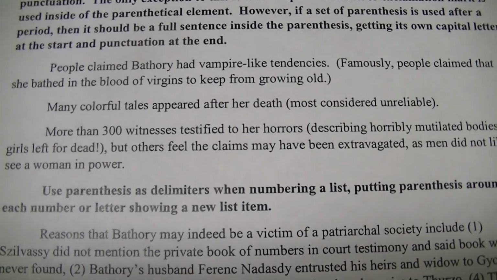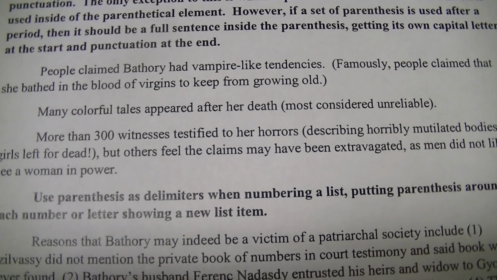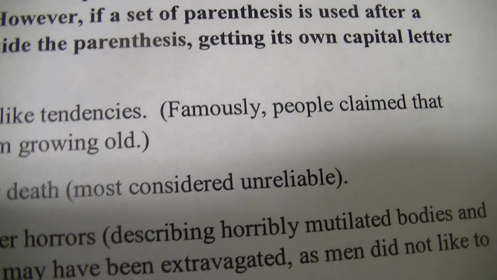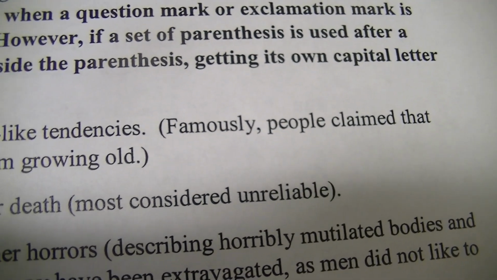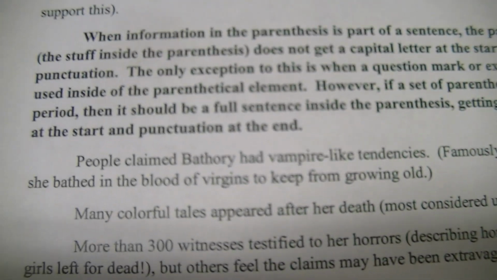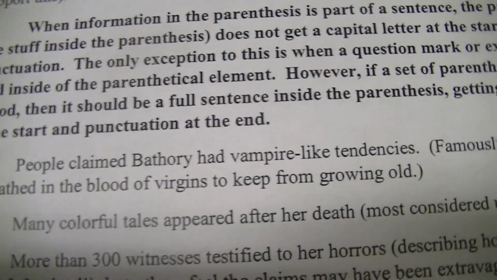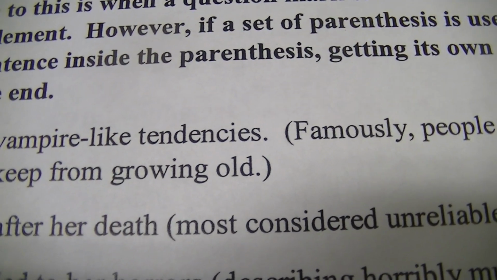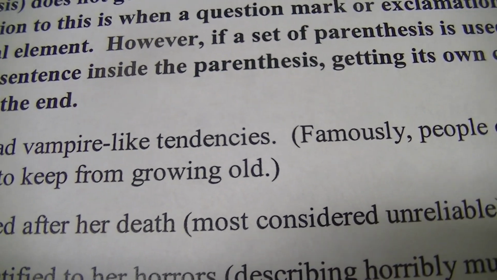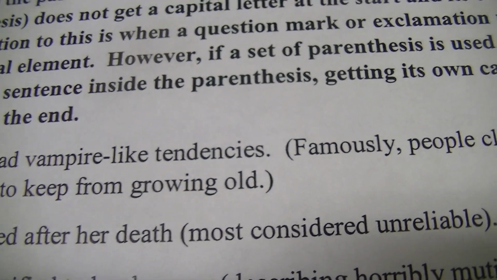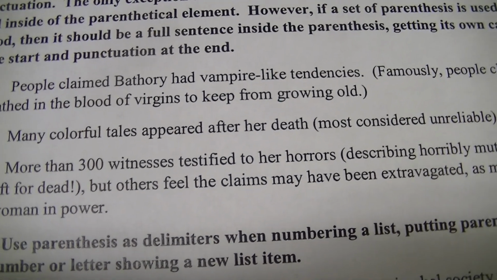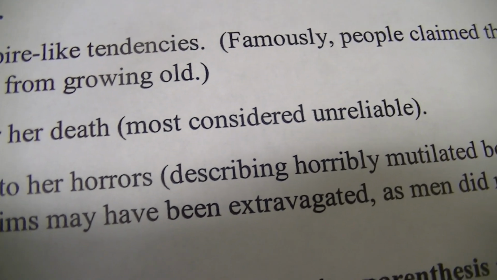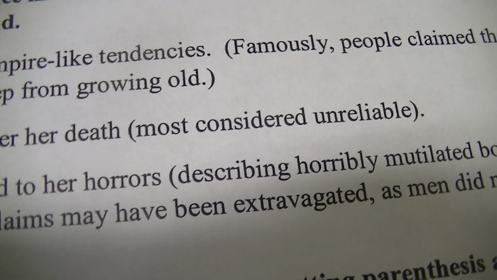First example. People claim Bathory had vampire-like tendencies. There's a period here, so my parentheses starts after. Notice I have a capital letter starting that off. Famously, people claimed that she bathed in the blood of virgins to keep from growing old. Notice my period is inside of the parentheses here because inside of this parentheses is a standalone sentence, okay? Now in this next one, it's not, so let's see what that looks like. Many colorful tales appeared before her death. Notice this one is inside of the sentence, so it does not get a capital letter. Most considered unreliable.